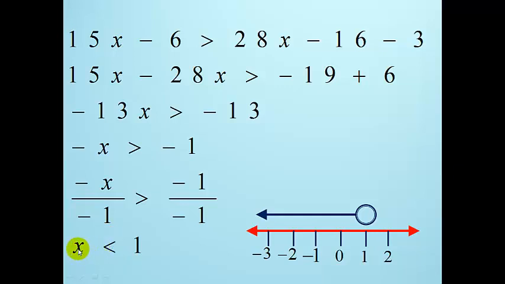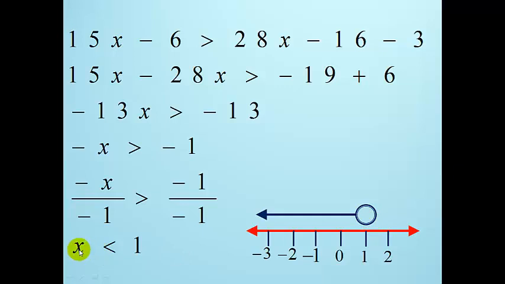Now finally, we have x is less than 1. Values of x less than 1 are on the left of 1 on the graph. That is why the arrow is pointing to the left. Take note that the circle is not shaded because x is less than 1, so 1 is not included. That is why the circle at 1 is not shaded.